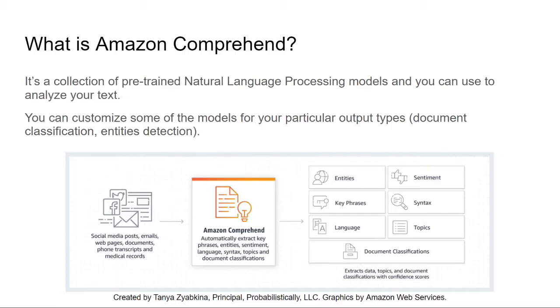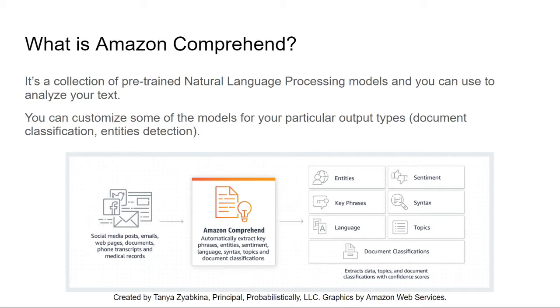Amazon Comprehend is basically a collection of natural language processing models. So Amazon AWS created those models, they pre-trained them, and these models perform specific tasks. Today, I'm going to talk about the sentiment detection model, but they also have other models in there, like entities and topics and others.